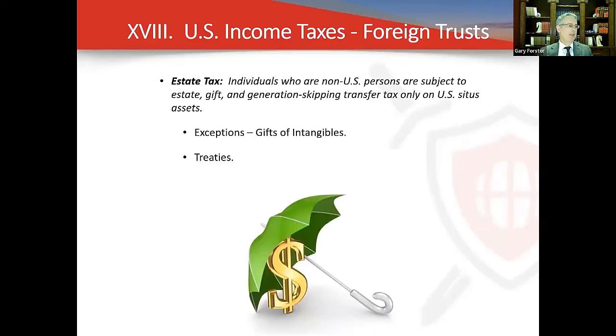And the estate tax is interesting. It's a similar regime to the gift, but there's an exception for if you're not here and you're not a citizen, you give away the stocks and bonds without tax. You give them away. But if you die with the stocks and bonds, it's taxed 40%.